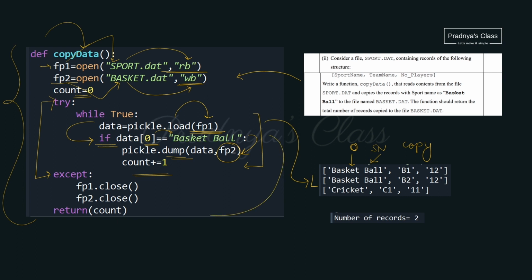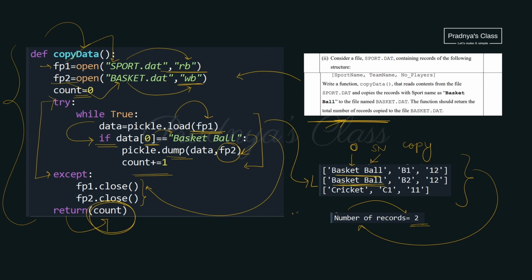When the loading of the data gets over, an exception will be raised, and with the except block we are closing the file. In the function it is mentioned that the function should return the number of records. For that we are using the return statement and returning the count of the copied records. Based on some sample data, if we look at the output, the number of records is 2, because there are 2 records with the basketball sports name. Hope you understood this code.